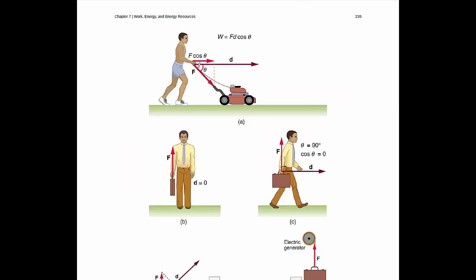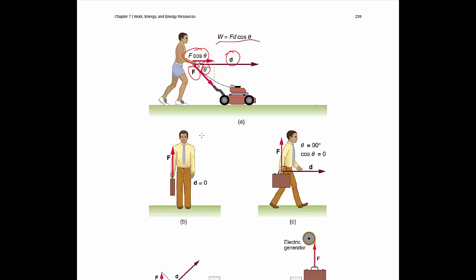And here you've got a lot of nice examples of work. So in this case, you can see very nicely that this gentleman is applying a force over some distance, and we want the component of the force parallel to the distance, which is F cosine theta, giving us work is F d cosine theta, just as was discussed in the previous section.